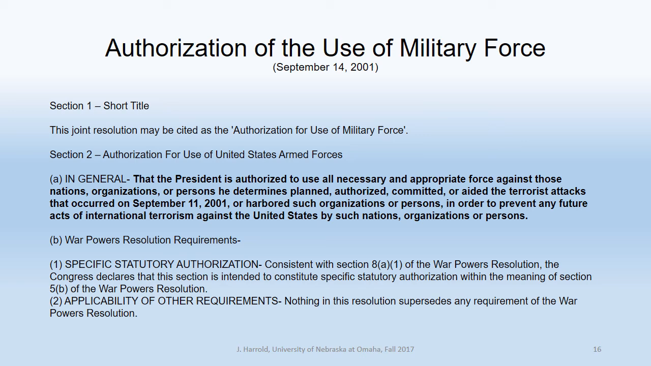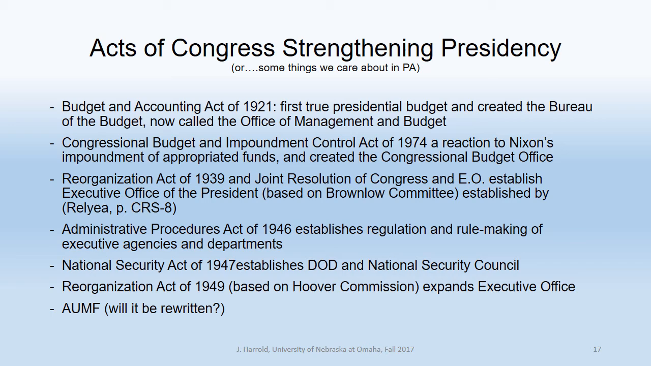And so the point is, if we say the presidency has become the dominant branch and the founders really didn't necessarily design it that way, my point is that Congress has helped the presidency become the stronger branch. Congress has basically been in on the act. The Budget and Accounting Act of 1921 created the first true presidential budget, and the Bureau of the Budget, which we now call the OMB. And really what that did was, in a sense, limit the power of Congress.